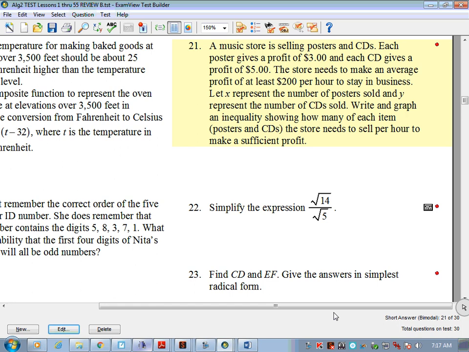21 appears to be, let me double check here. This is graphing linear equations in two variables. A music store is selling posters and CDs. Each poster gives a profit of $3 and each CD gives a profit of $5. The store needs to make an average profit of at least $200 per hour to stay in business. Let X represent the number of posters sold and Y represent the number of CDs sold.